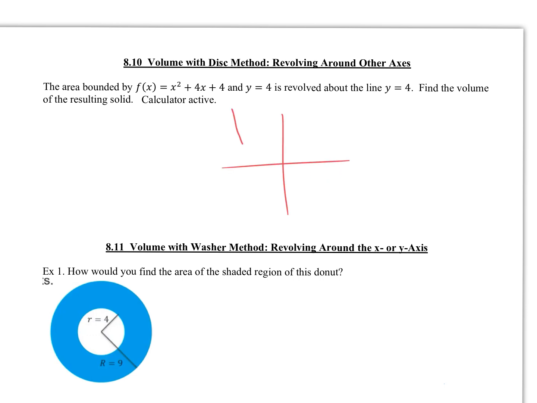But if we just have this parabola shifted left a little bit, I'm not worried about that picture. It says it's revolved around the line y equals 4. Where is 4? It's bounded by y equals 4. The area is bounded and it's revolved. 1, 2, 3, 4.